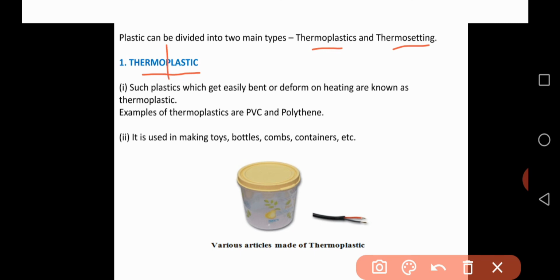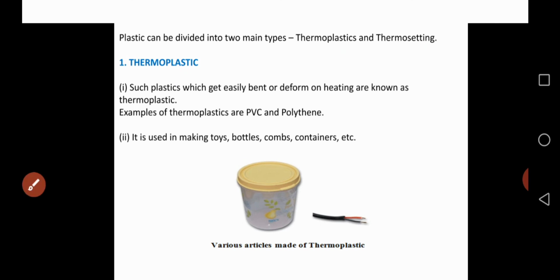Plastic is a polymer like synthetic fiber. Usually the plastics which get easily bent or deformed on heating are known as thermoplastics. Thermo is nothing but heat. So we can bend this type of plastic on heating.